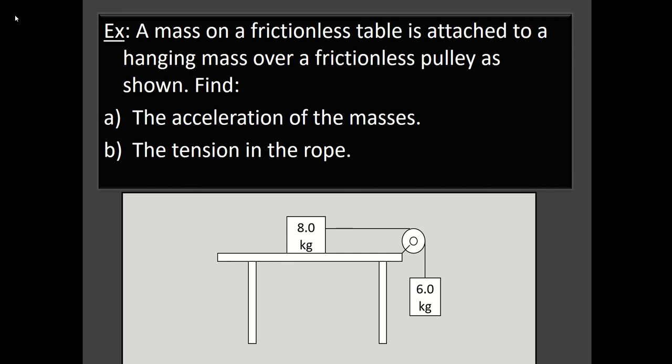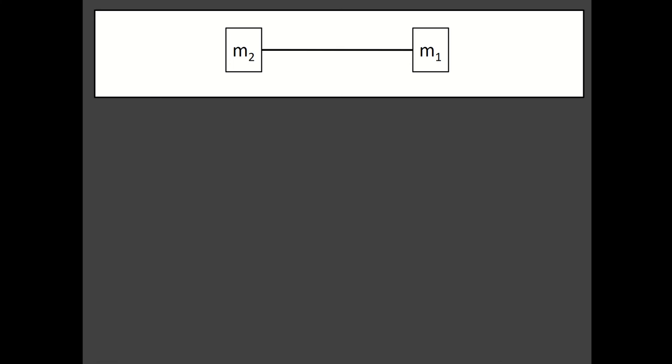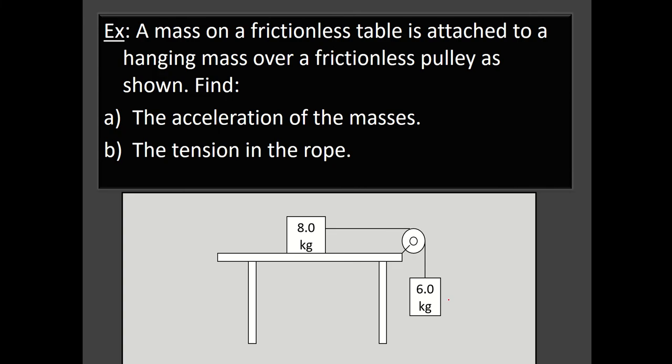So let's label our masses. Let's call this our M1, the one that's hanging from the edge of the table, and this is going to be our M2, the one that's on the table. So as you can see here, in our case, this is going to be frictionless, and the last example will include friction.